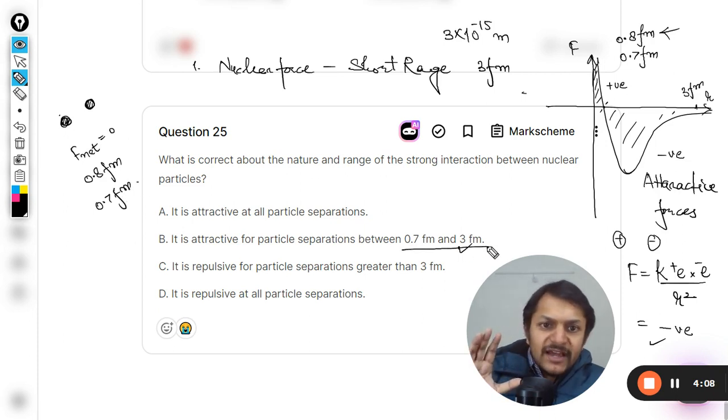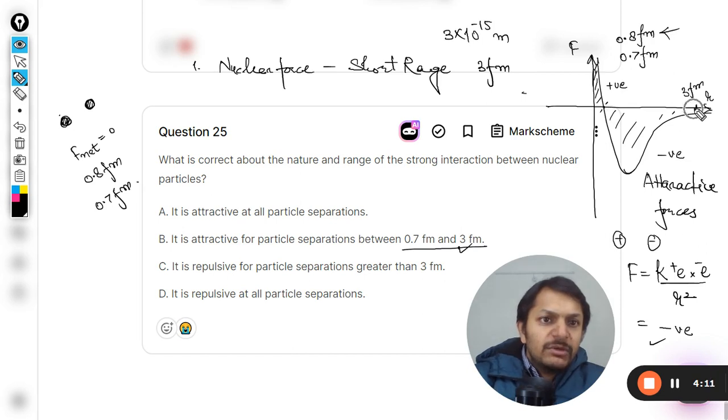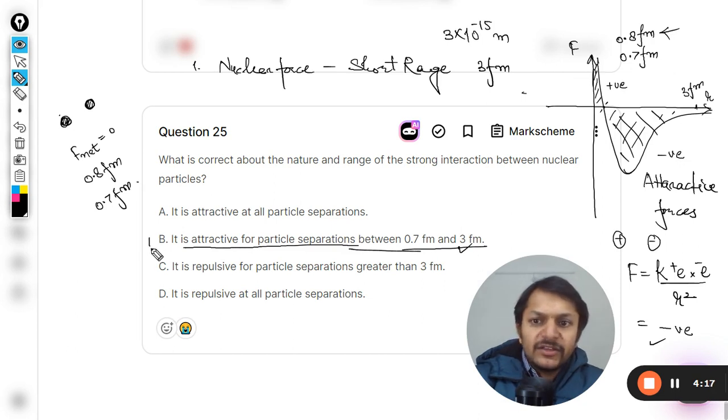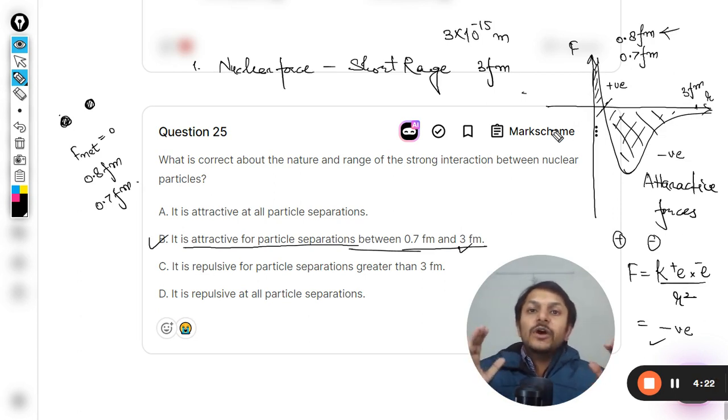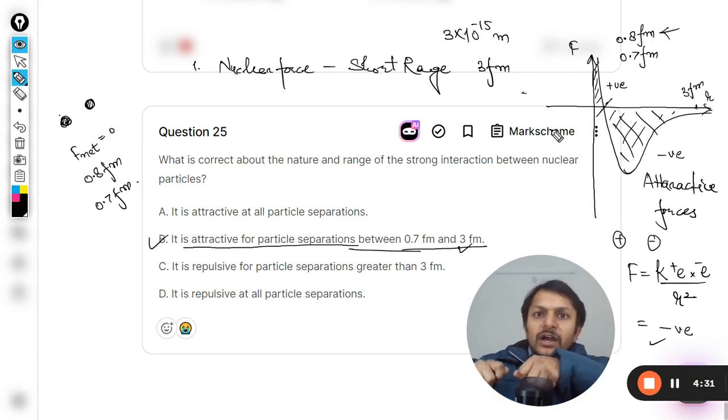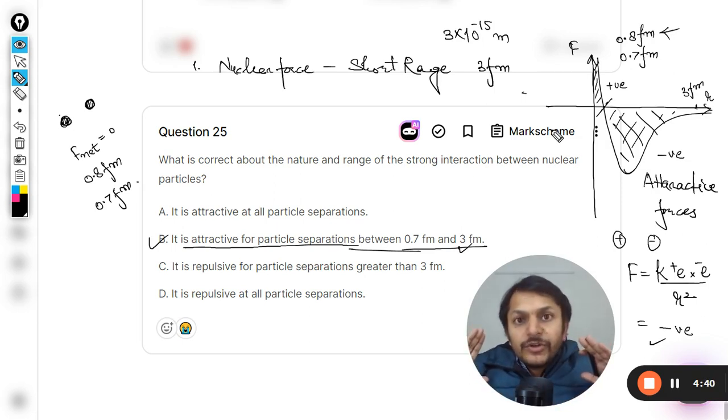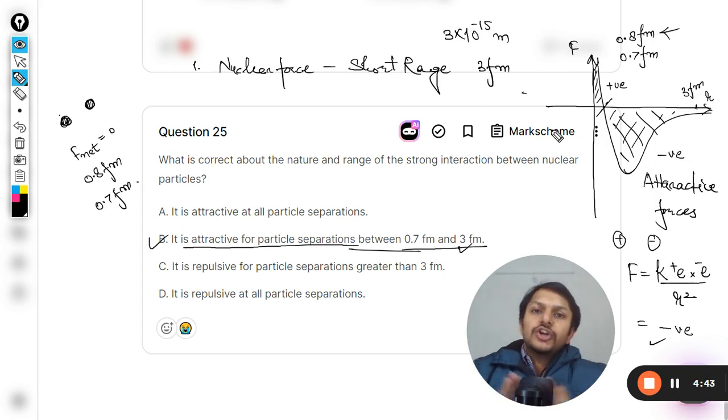So from 0.7 to 3 fermi meter, it is attractive. So it is attractive between 0.7 and 3 fermi meter, absolutely correct. If you are separating these two particles, they will attract each other. That is why you cannot break the nucleus. It's not very easy to break it. If you create a gap between two protons, they will try to attract each other. And if we try to push them and reduce the distance between two neutrons, two protons, or one proton and one neutron, then they start repelling each other just like a spring.